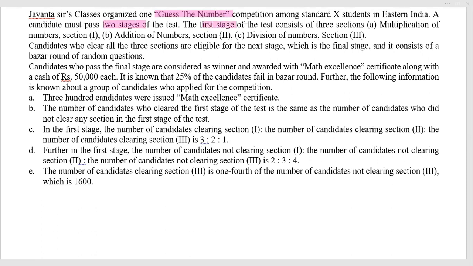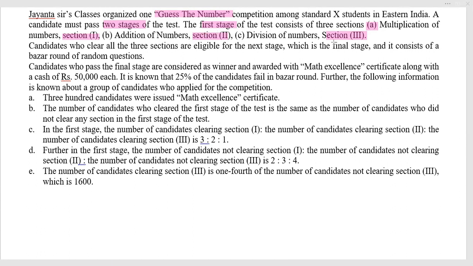The first stage of the test consists of three sections. Section 1 is multiplication of numbers. The second is addition of numbers, which is section 2, and the third is division of numbers, section 3. So these are the three sections they need to pass. Candidates who clear all three sections are eligible for the next stage, which is the final stage, and it consists of a buzzer round of random questions.